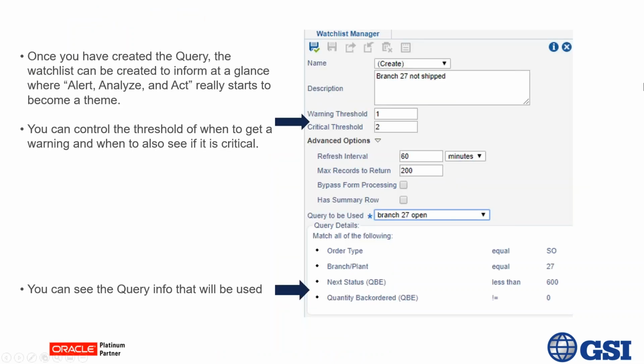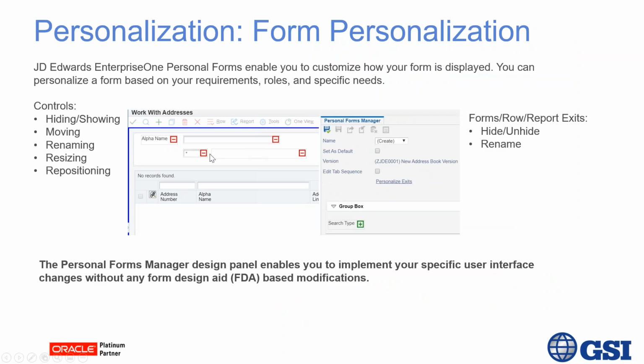So how do you create a watch list? Pretty easy. Remember that query we just had? Well, I called one branch 27 open. That's the query I'm using down here. But I'm going to give it a name. What is it? My warning threshold. If I get 1 out, and if I get 2 out here, I want it to give me a critical warning. I want it to refresh every 60 minutes. And I want to bring back a maximum of 200 records.